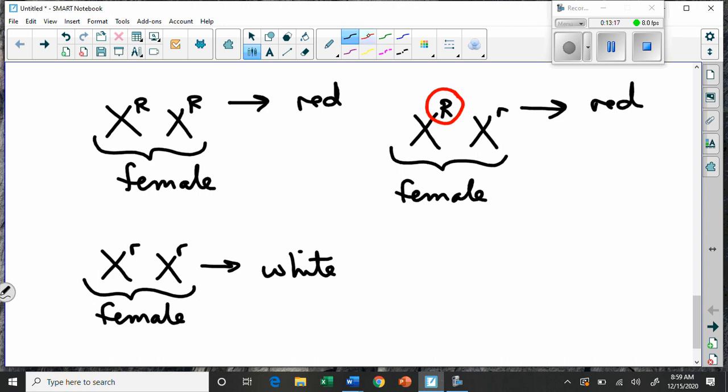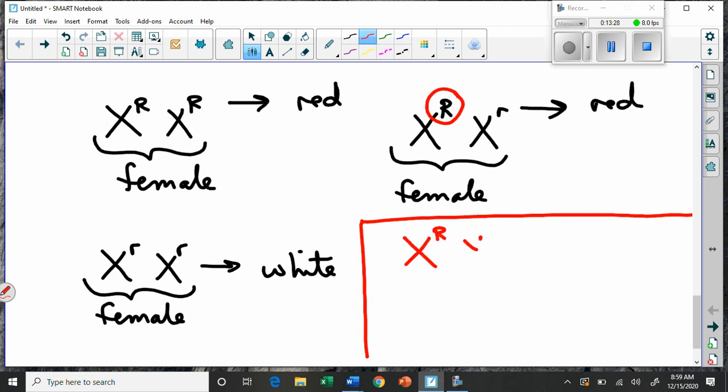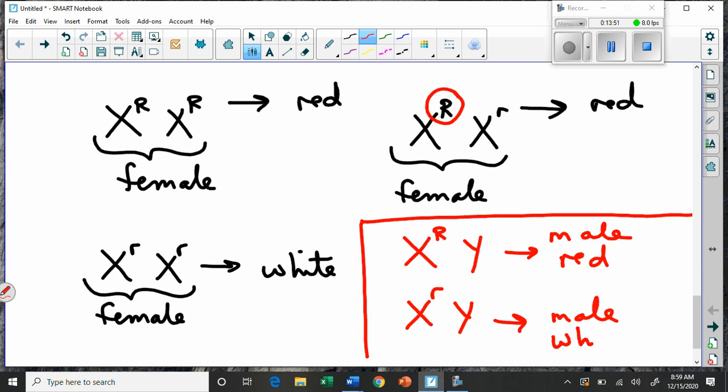Now, if you're a male, let me just put the male over here in this box. You have to have X and Y. So there are really only two options for the male. I'll do the males in red. X with a big R and a Y, or X with a small r and a Y. And of course, the phenotypes that go with these: you would be male because you have X and Y, and here you would have red eyes, and here, male and white, because you only have the one allele. So whichever one you get, there's no dominant one to mask it.